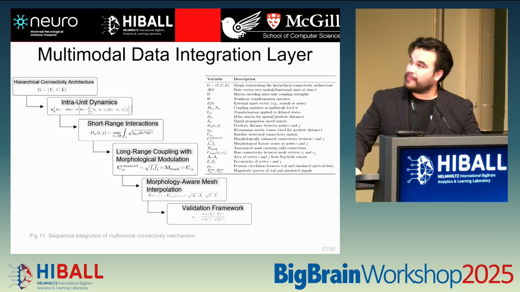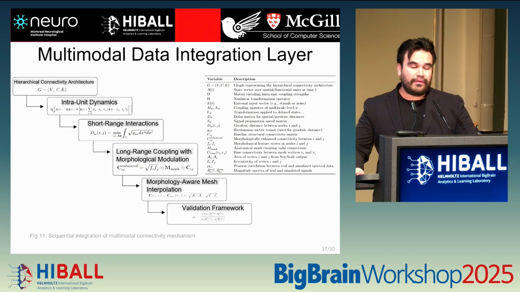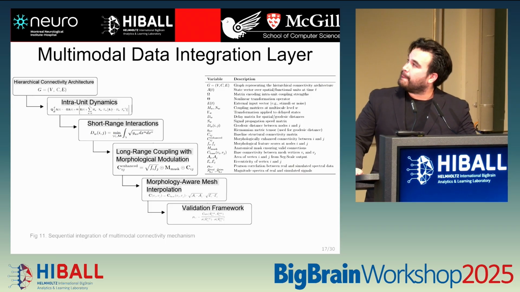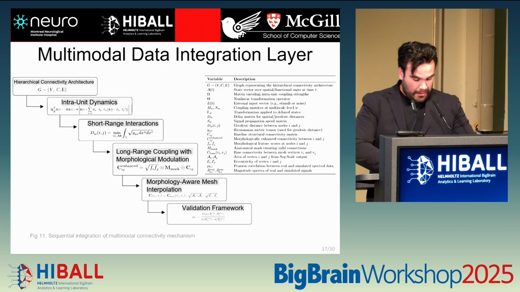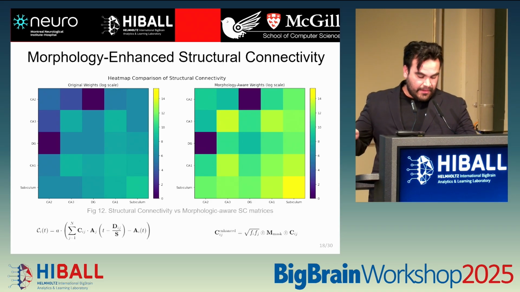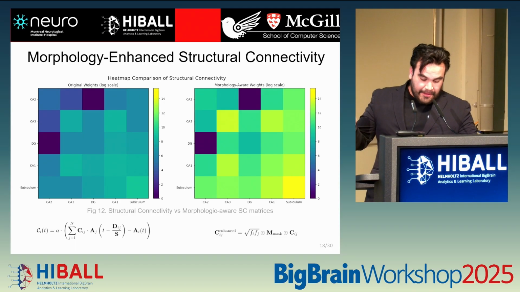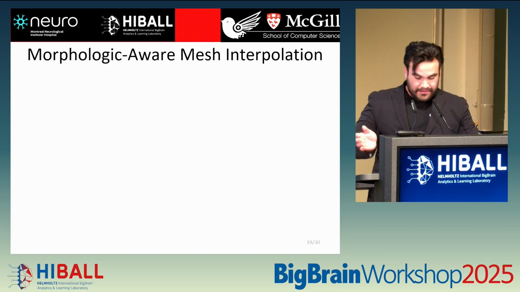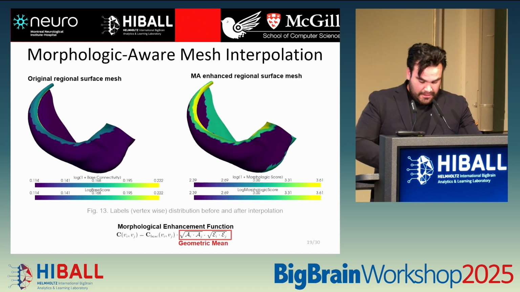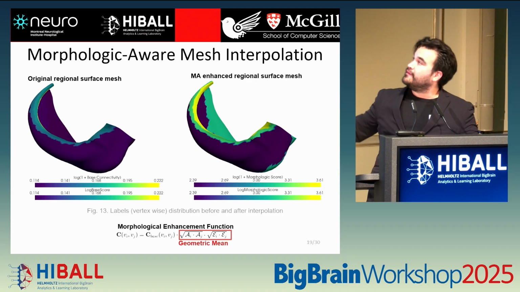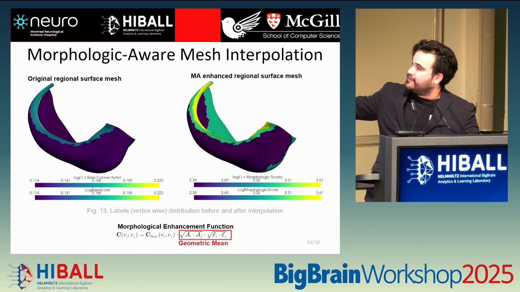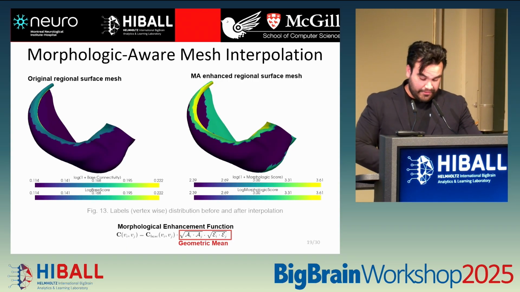And finally, the validation framework that I have previously described. Here we can see the equation of the quantitative layer, where we are comparing the correlation between empirical and simulated data in the frequency domain. We can see a matrix of the structural connectivity before and after enriching it with the morphology-aware weights. Also, we can see the same data, but in the surface mesh. The key of this integration is the geometric mean, where we are integrating the area and eccentricity morphologic features extracted by the segmentation, using the anatomical label and, as I said, the geometric mean.